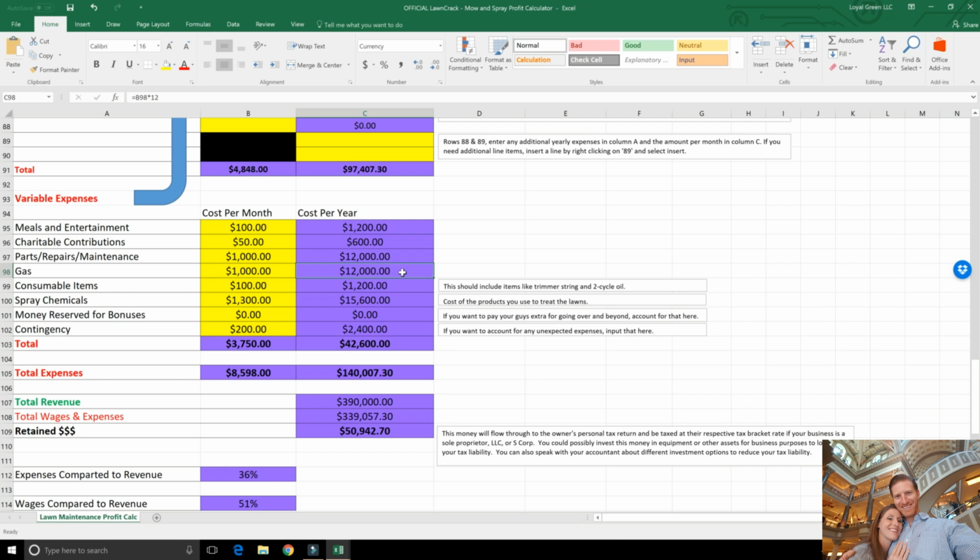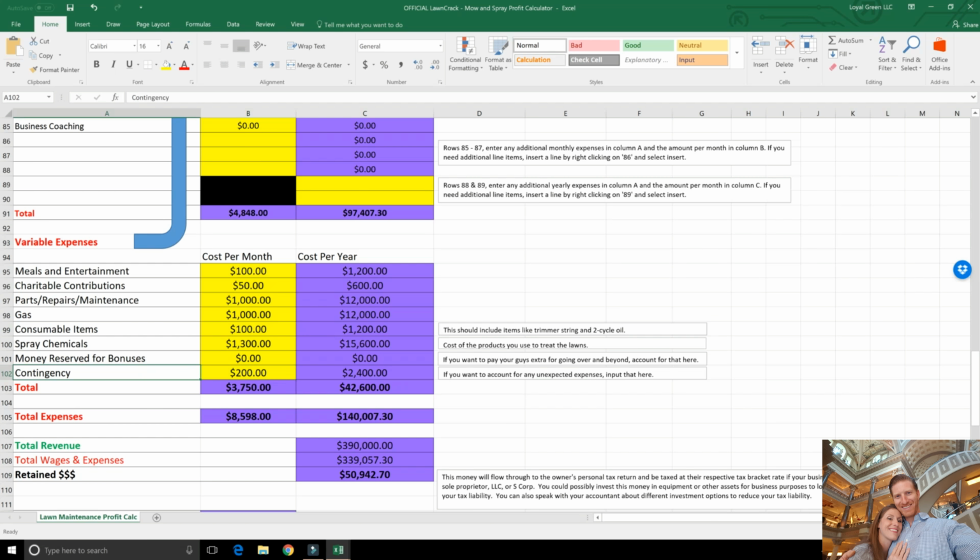Gas, roughly for what we're doing, we're going to end up spending about $12,000. Consumable items, this is going to be trimmer string, two-cycle oil, little replacement parts like that, it could go in either of these. Whatever, $1,200. Spray chemicals, just based off my prior numbers, it's going to cost me about $15,000 for the fertilizer, the ingredients for the compost tea, pre-emergent, grub control, stuff like that. I originally had bonuses worked in on top of my percentage pay, but I said no, that's going to take too much time to figure out and keep track of. I'm just going to pay you guys a higher percentage. And contingency just means anything unexpected, so I put $2,400 in here.